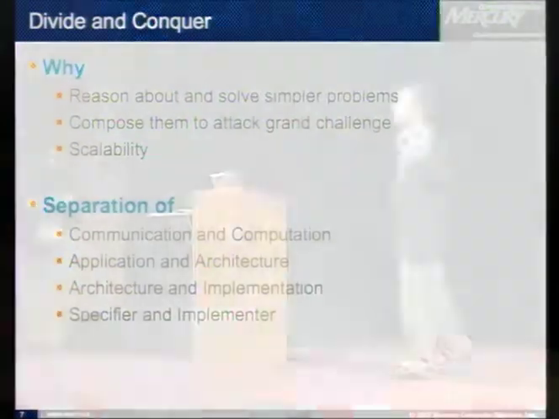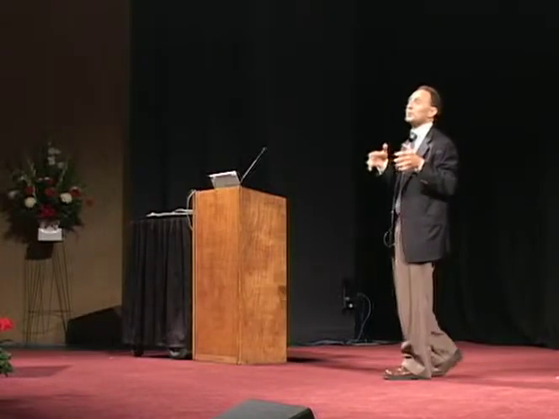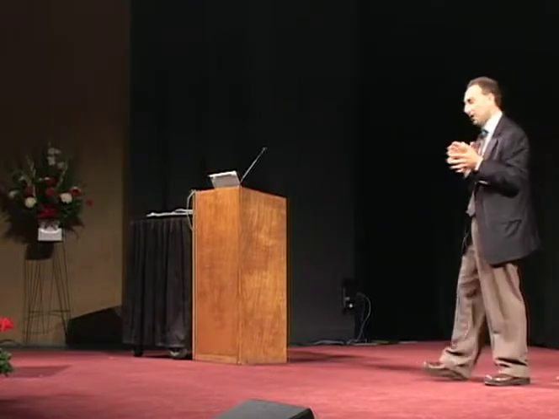Separation of application from architecture was what I talked to in the previous slide, about making some platform or some dividing line between the domain application expert and the person who knows all about RTL circuits. The architecture and implementation is yet another fine platform between the architecture and that actual implementation. And lastly, the specifier and implementer, which we'll get to shortly.